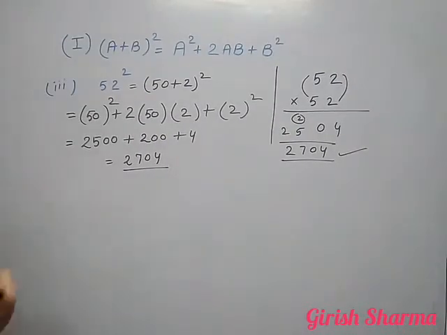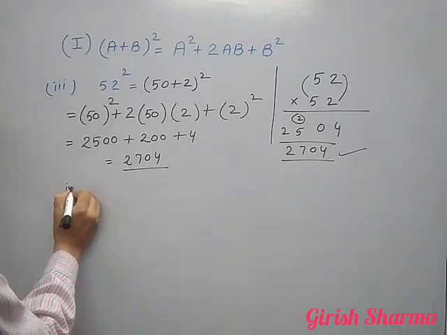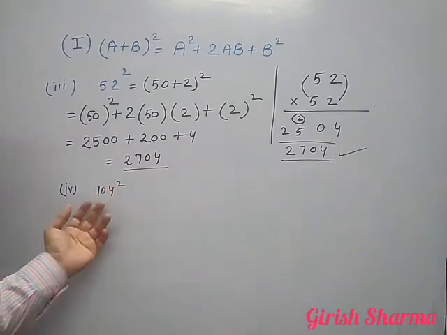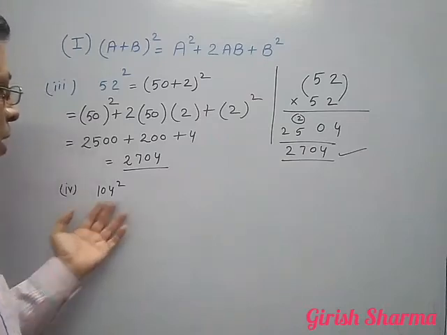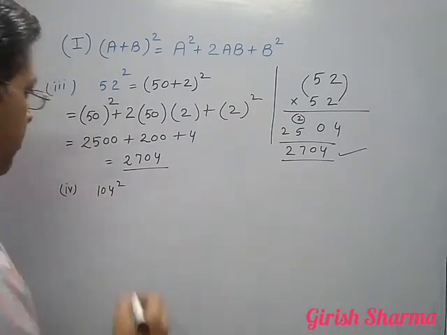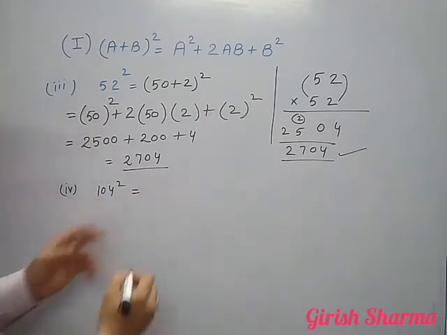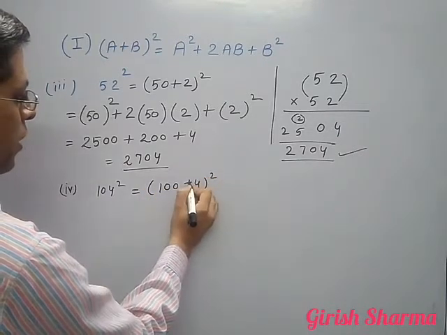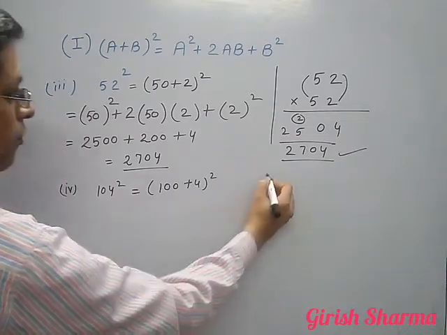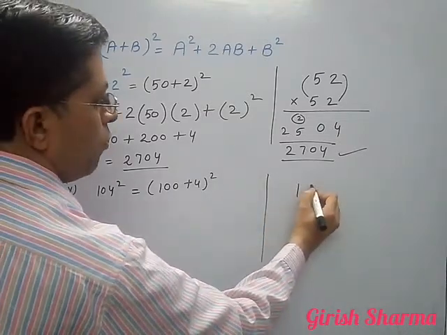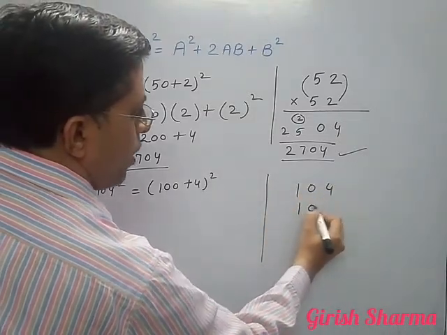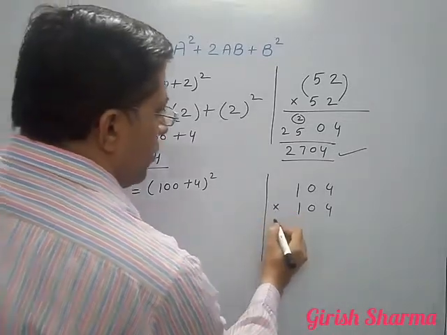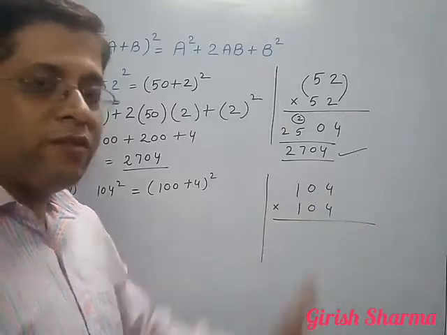Now come on, the next question is the fourth one. This is your 104 whole square. If you have 3 digits given and you have to find its square, there is no problem. 104, can I write it in an easy way? 100 plus 4 whole square. But the question is, can we solve this by our Vedic method? See here, it's very easy. Again, we can get the answer in seconds.